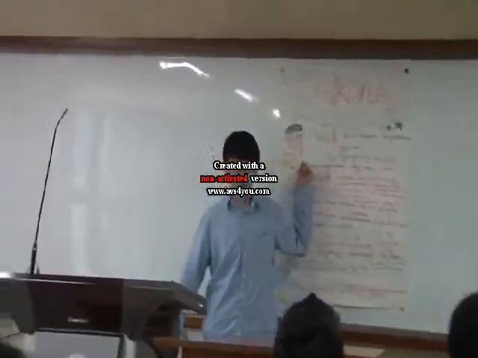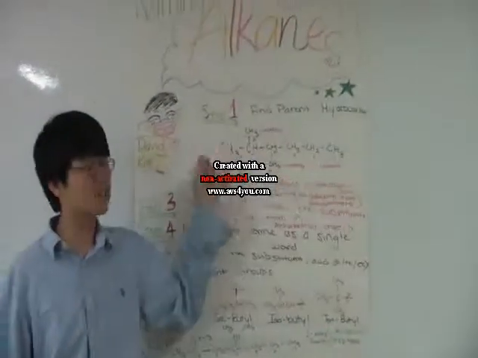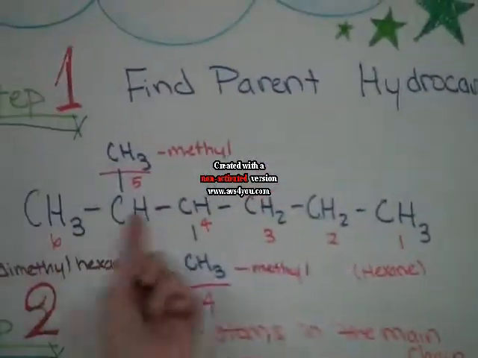Longest chain. If you find this chain is 6 carbons, but pretend I went like this, there's only 3. So it's not the parent hydrocarbon, you have to find the long one.